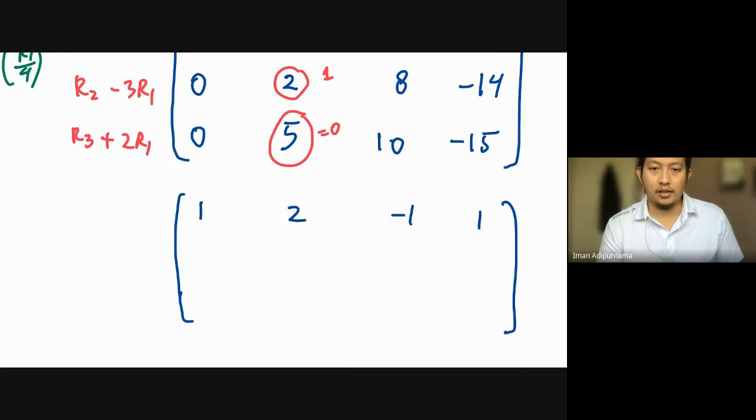Okay, we are going to have this R1, and the second row we are going to divide by 2.